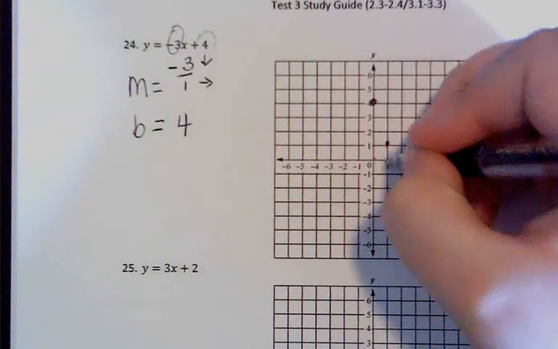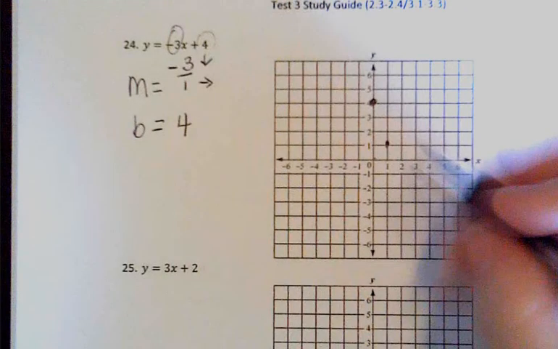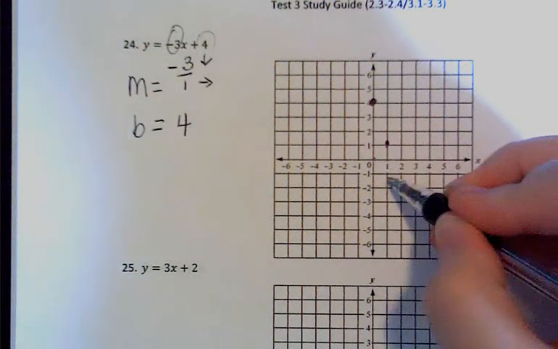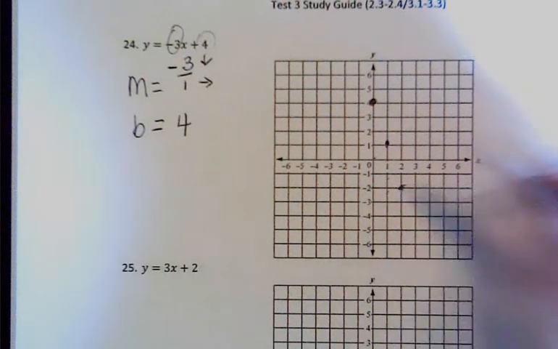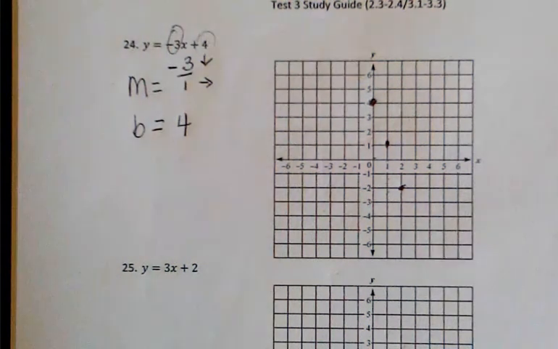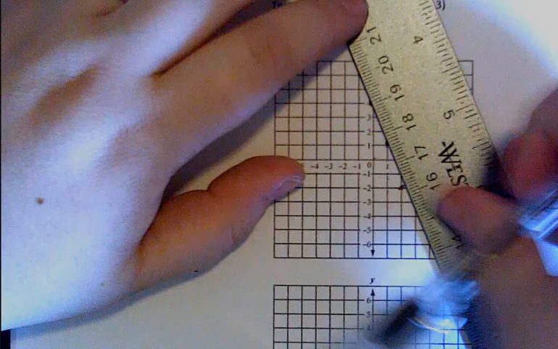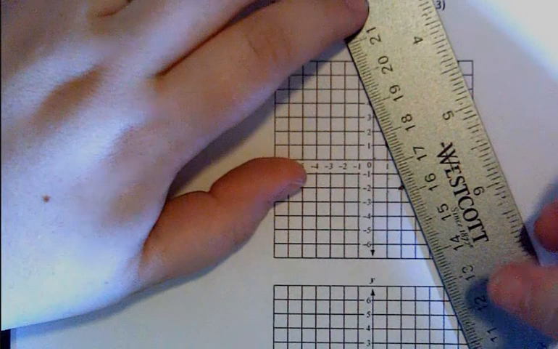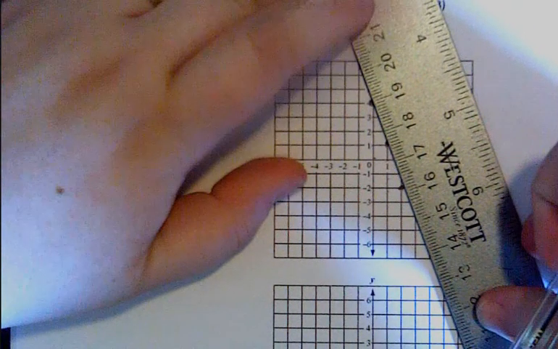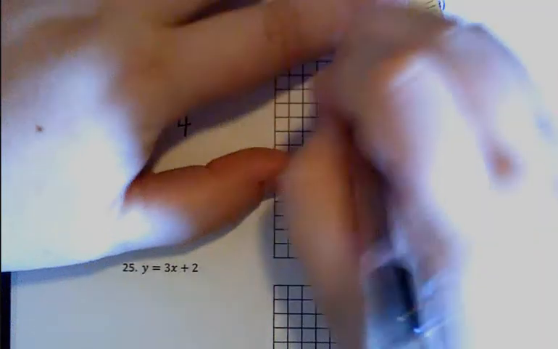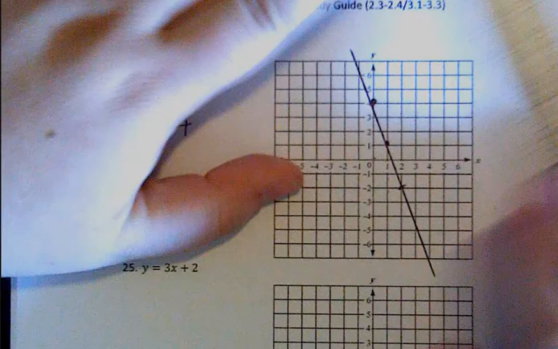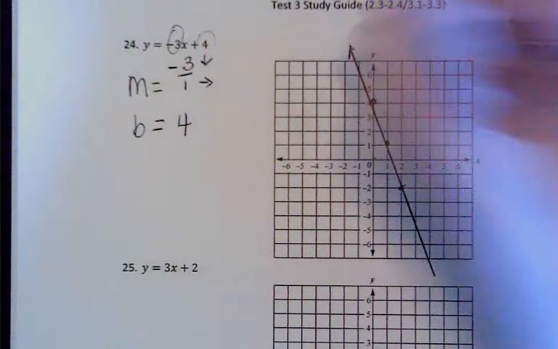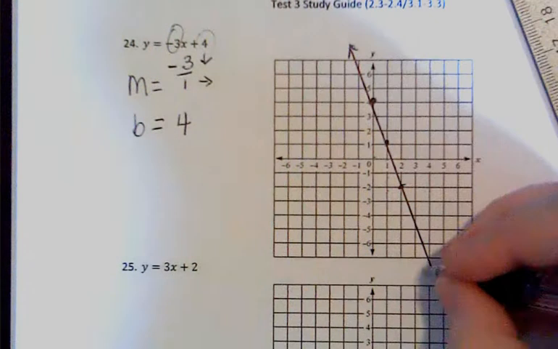down 3, oops, let me try that one more time. 1, 2, 3, to the right 1. Now that I have my 3 dots, I can go ahead and use my ruler to connect them. So I'm going to put my arrows at the ends, and I'm finished with that graph.